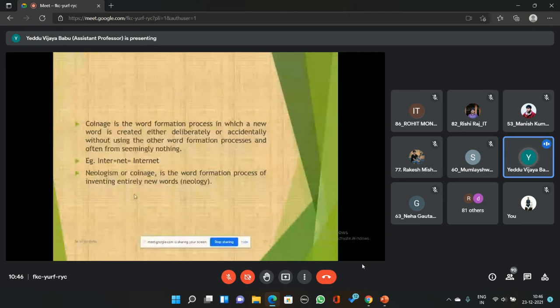For example, the word chip, the word socket, or you can say transistors or whatever it is. Any technical word which was not there before comes under the category of neologism and coinage. That's all, and you can follow up on this work and try to remember and explore more words.